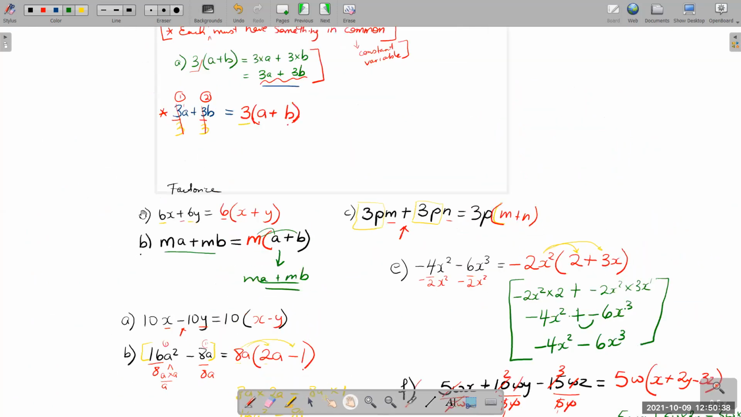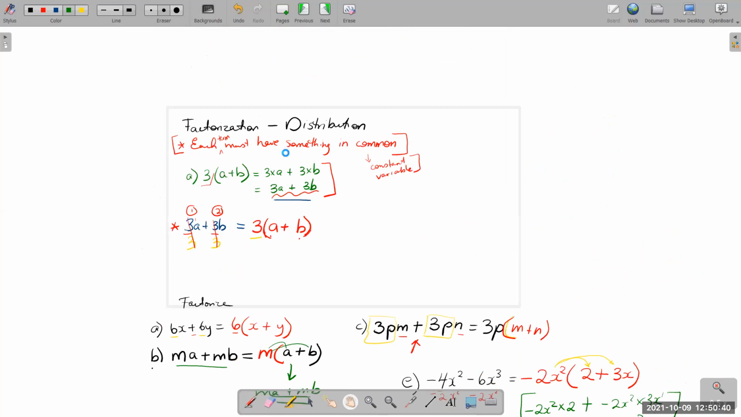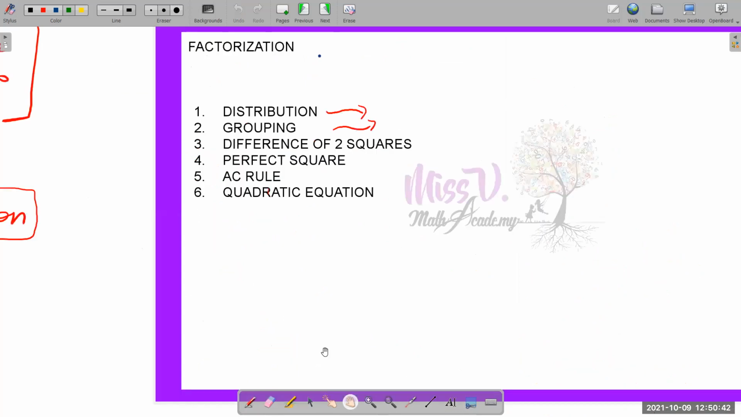So we're going to scratch this out because I think we have done some examples that allow you to understand the basics. We covered the first one. Now we're going to look at factorizing using grouping. And once we finish factorizing using grouping, we will be given some questions to practice on your own.